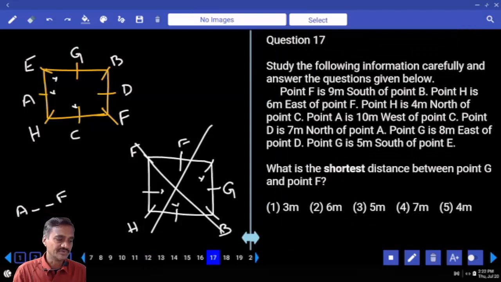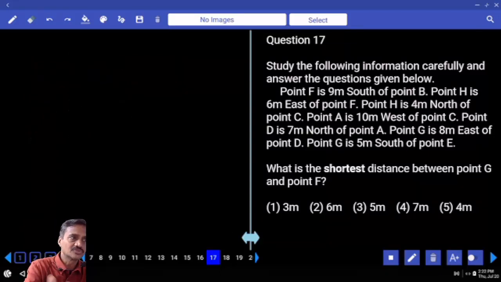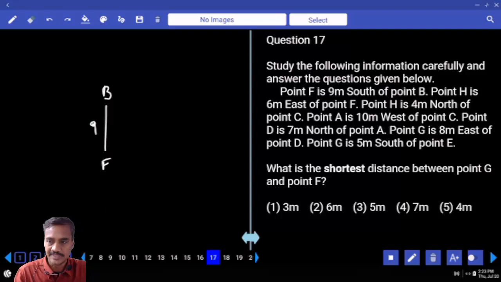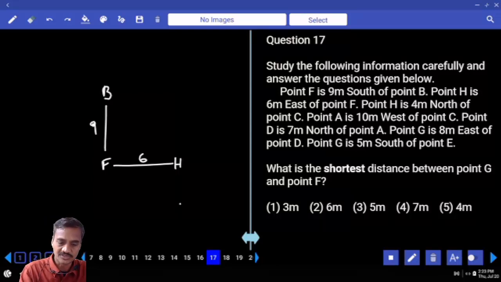The next one is 17 onwards. And 17 to 19, these 3 are based on directions. Now F is 9 meters to the south of B. Where is this F? F is 9 meters to the south of B. Can be written like this or not? B is here, F is here. F is 9 meters to the south of B. H is 6 meters to the east of F. Now H is 6 meters to the east of F, and H is 4 meters to the north of C. The difference distance between these 2 is 4 meters.